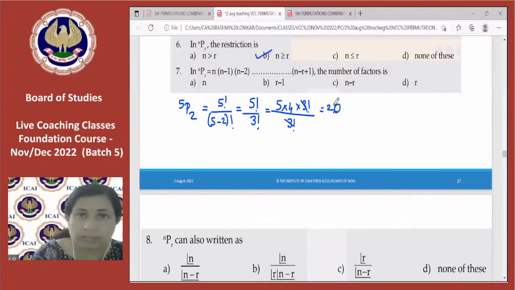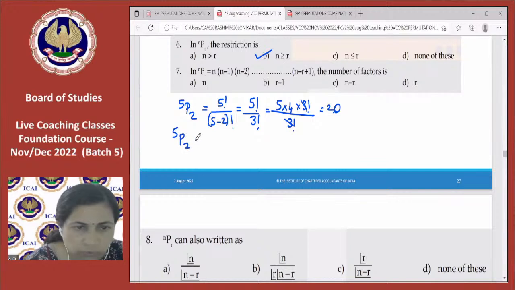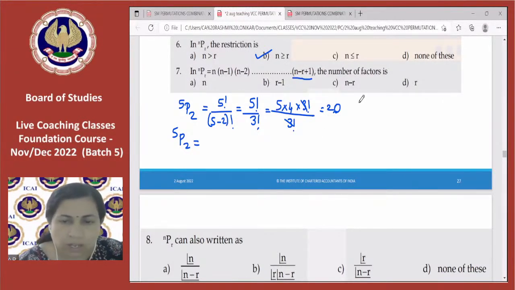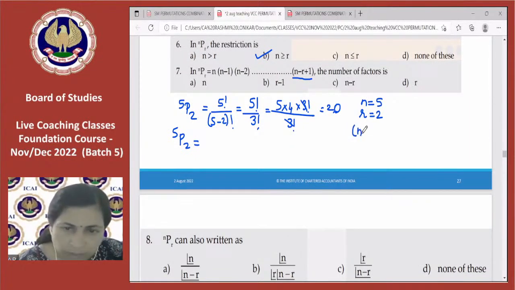This is how I solve. But here they are asking me what are the number of factors. So I will use this formula that they have given. Okay. So 5P2. What is the formula? N into n minus 1 into n minus 2 up to where? N minus r plus 1. So how much is my n? N is 5. How much is my r? R is 2.